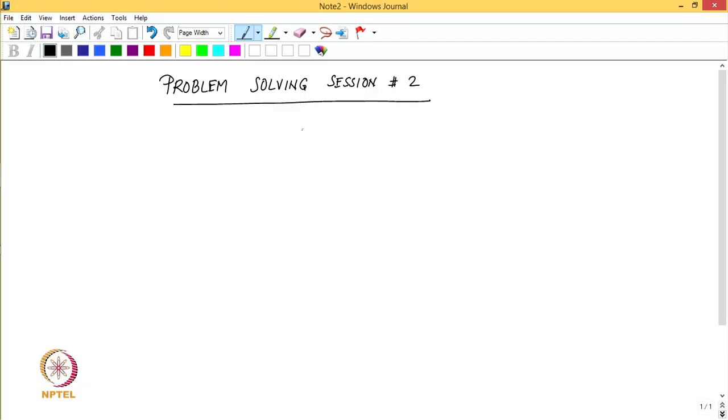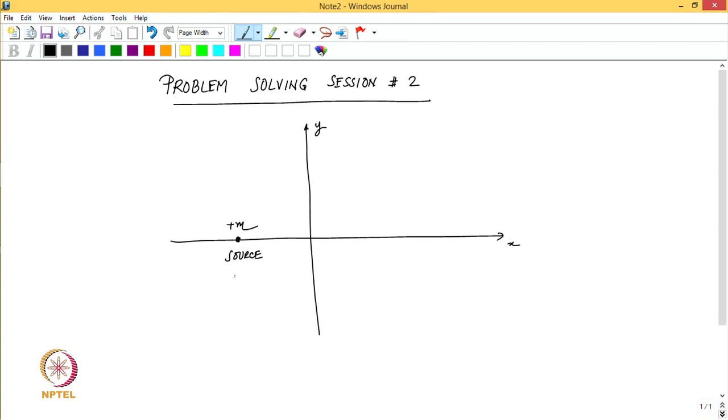So, the problem that I am choosing is something like this. Say we have in our coordinate system a source of strength plus m, which is located at some distance, say a, from the origin, and we also have a sink of equal strength and magnitude, which is also located at some distance a from the origin, but to the right. So, we have a source and sink located either side of the origin.